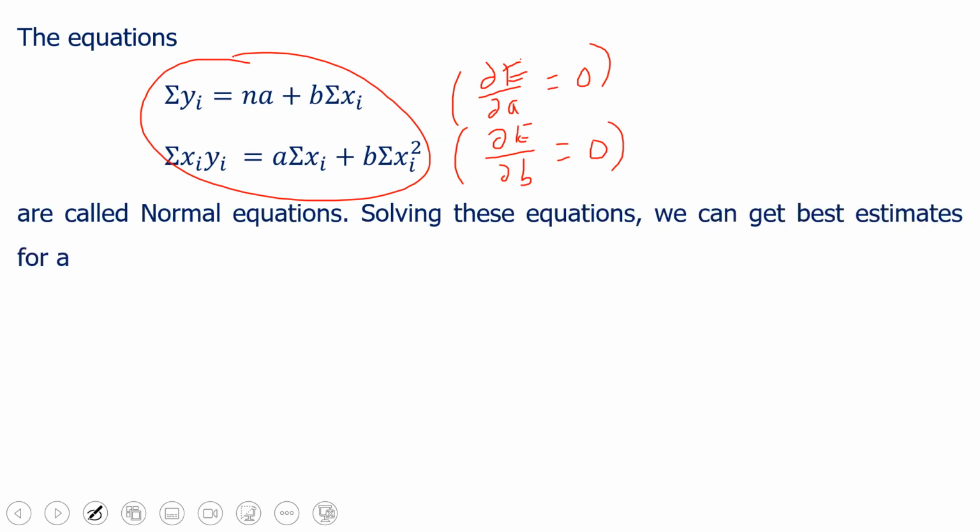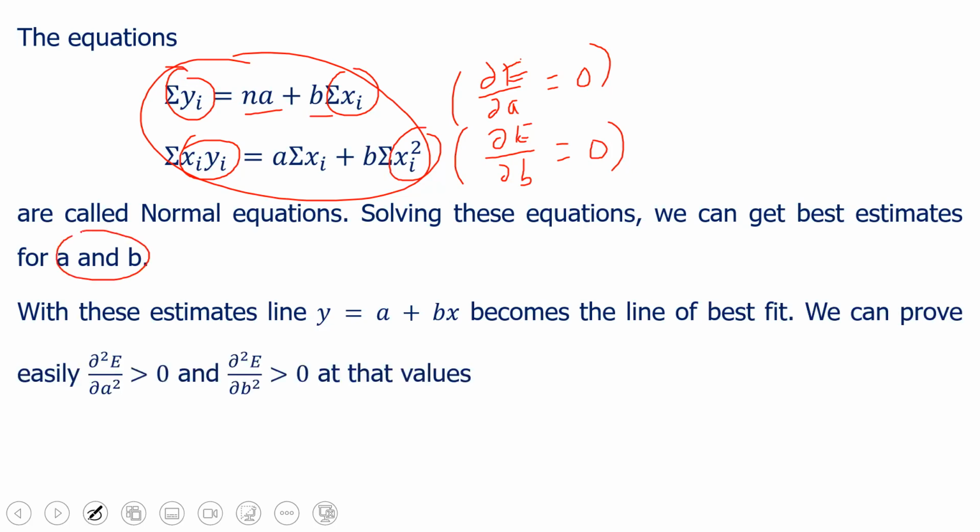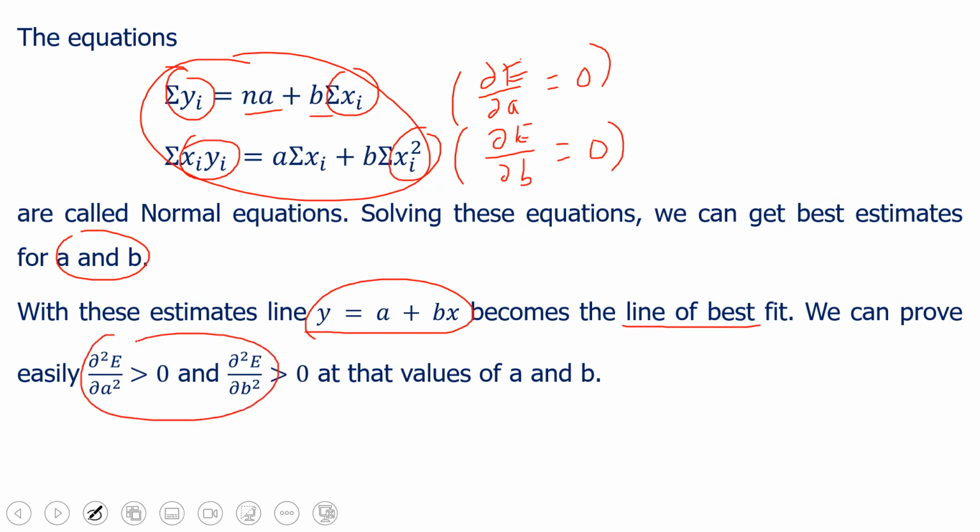Solving these equations, because we are given different values of y and different values of x, we can also multiply xi and yi, and find xi whole square. Then if we put in all the values, we get two equations in a and b. If we solve these equations, we can get the best estimates for a and b. With these estimates, the line y equal to a plus bx becomes the line of best fit. We can prove easily that the second derivative will be positive. This is very simple.